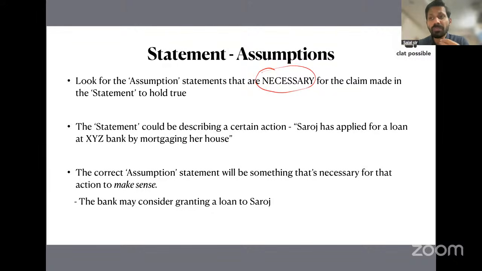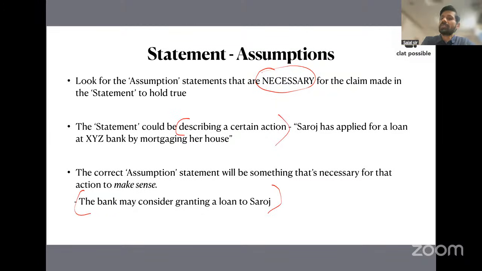And then sometimes what happens is the statement describes a certain action, right? Something like Saroj has applied for a loan at XYZ bank by mortgaging her house, right? So now when the assumptions would be given, you have to think in the shoes of Saroj. With what assumption did you take that action, right? So a correct assumption statement would look something like the bank may consider granting loan to Saroj.